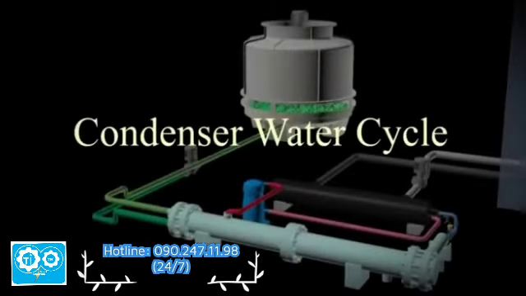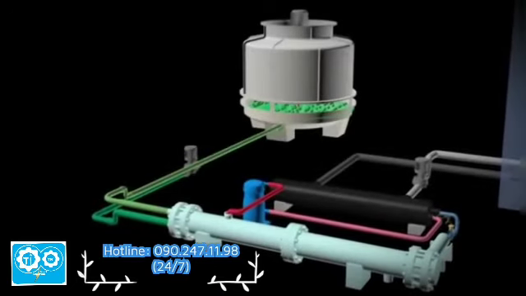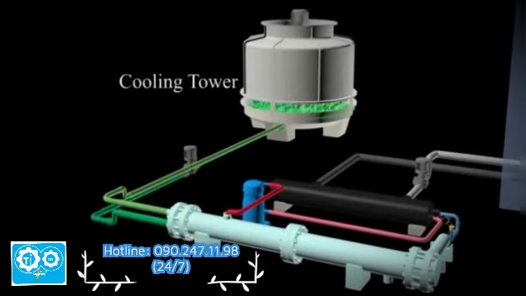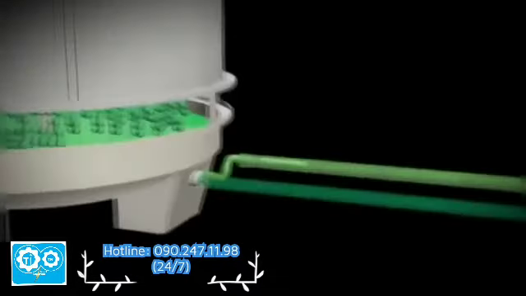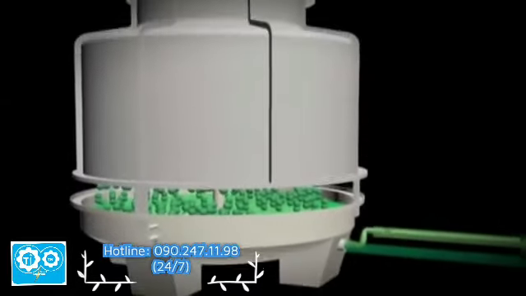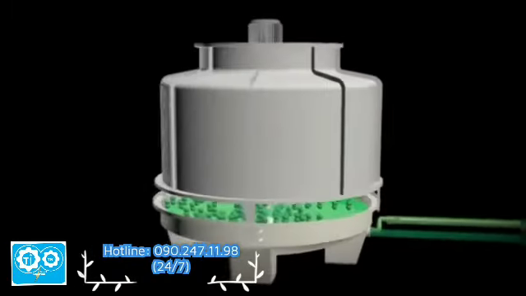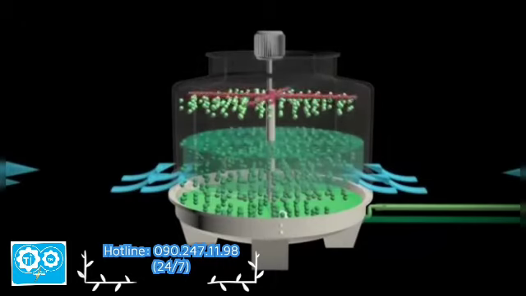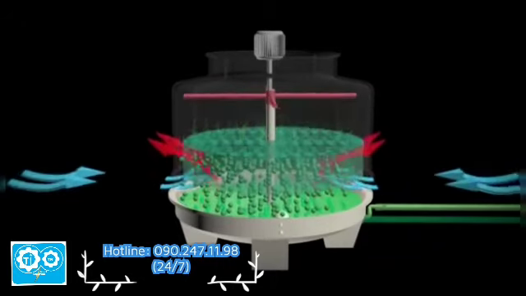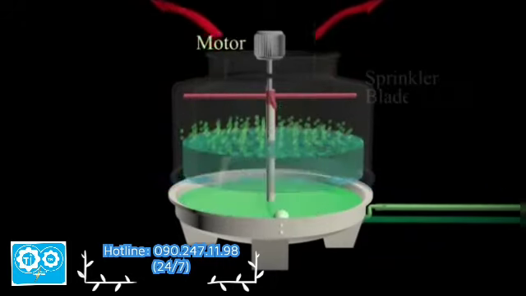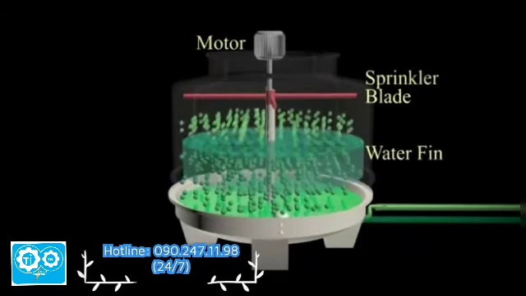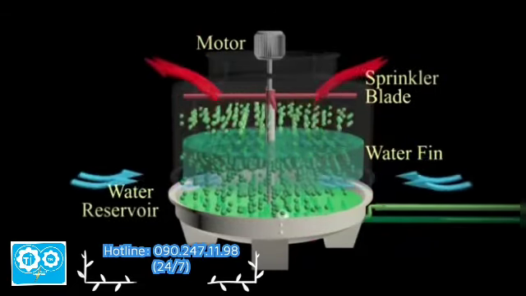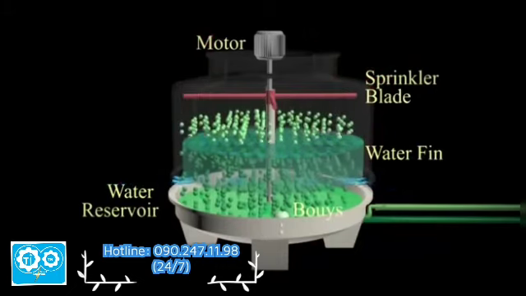Condenser water cycle. The condenser water cycle consists of two basic components which are the cooling tower and water pump. Cooling tower. The cooling tower serves to cool down the temperature of condenser water that will be used to absorb heat in the refrigerant at the condenser. It consists of several components which are motor, sprinkler blade, water fin, water reservoir, buoys, and make-up water tank.